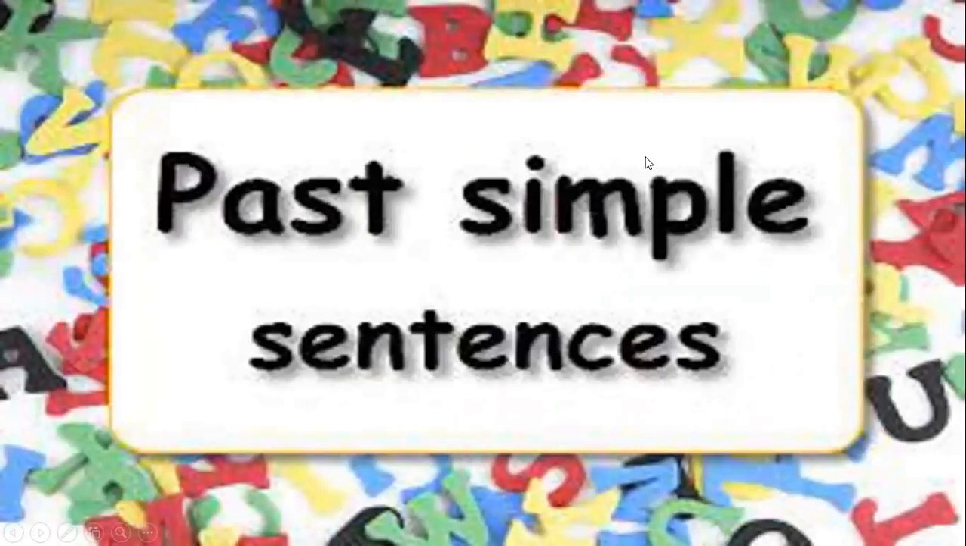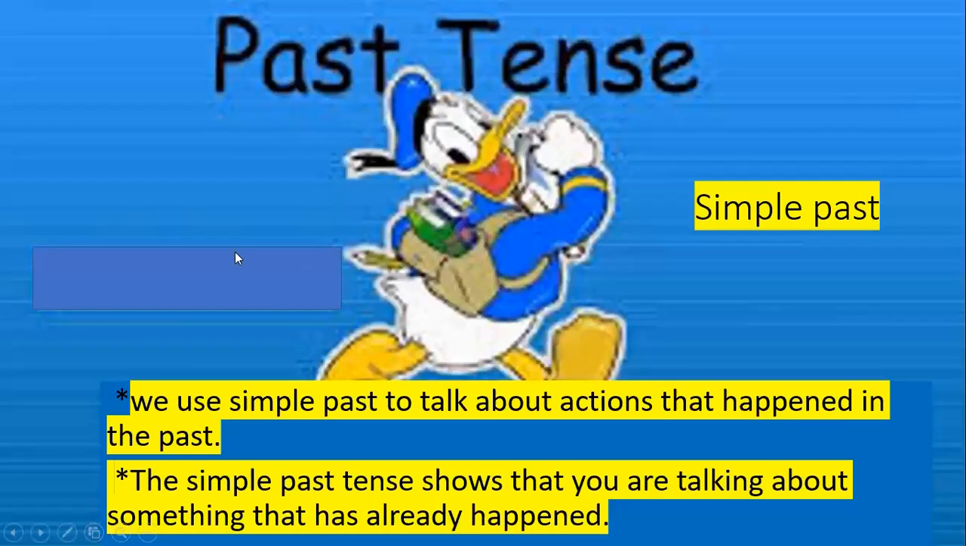First, before we begin, we have to know what is the simple past tense. When do we use simple past? We use simple past to talk about actions that happened in the past. The simple past tense shows that you are talking about something that has already happened. So we have many tenses: the past tense, the present tense, and the future tense. When we talk about simple past, we talk about things and actions that happened in the past.